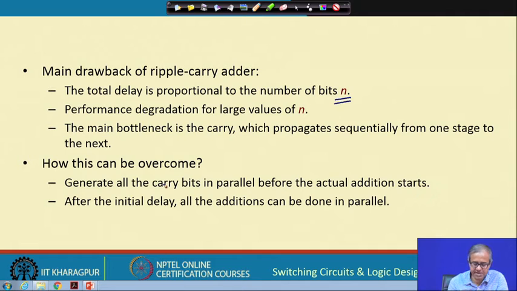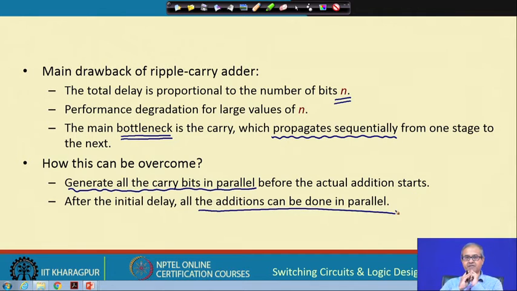Well, one alternative may be that if possible you generate all the carry bits in parallel. Why? Because in a ripple carry adder, the main bottleneck was the carry, which was propagating sequentially from one stage to the next. So, somehow if you can generate all the carry bits in parallel before the actual addition starts, then after that all the additions can be done in parallel, because we have generated all the carries and we need not wait any further for the carries to propagate.